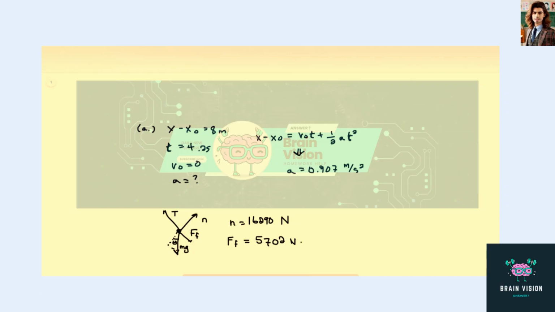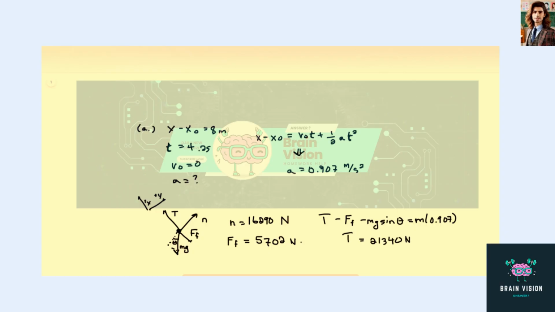Now, Newton's second law along the ramp in the x direction, if my coordinate system is like this, so positive x is actually up the ramp in this case. So that gives tension minus force of friction minus mg sine theta is equal to mass times the acceleration that we just found, which is 0.907. This is Newton's second law along the ramp. We can solve this for the tension now that we know the friction force. And when we do that, we get that it is equal to 21,340 newtons.